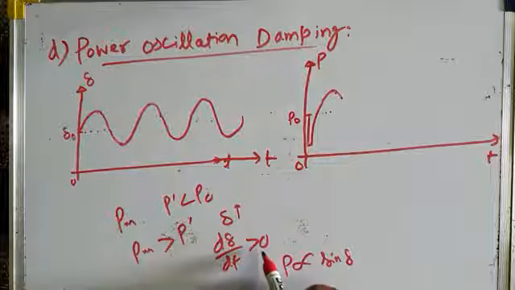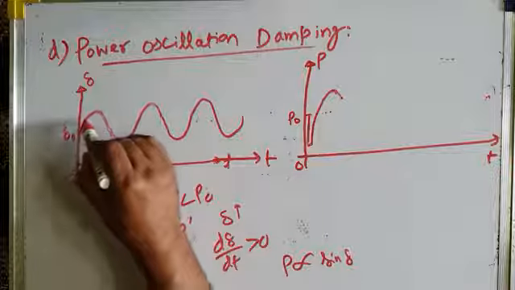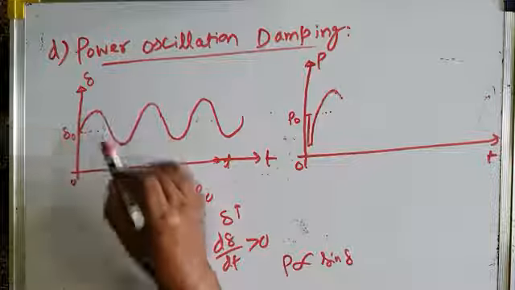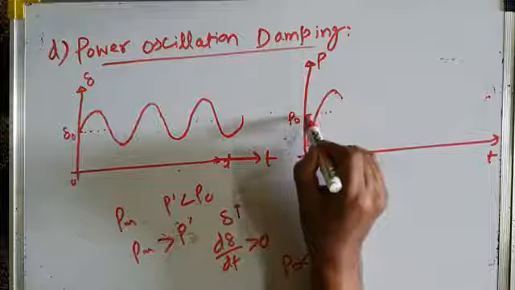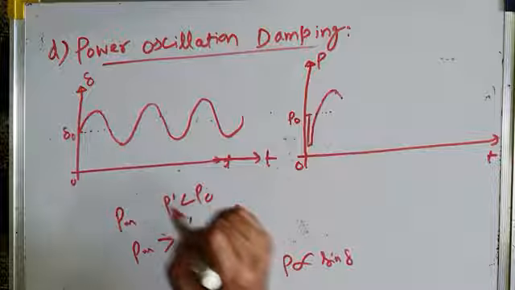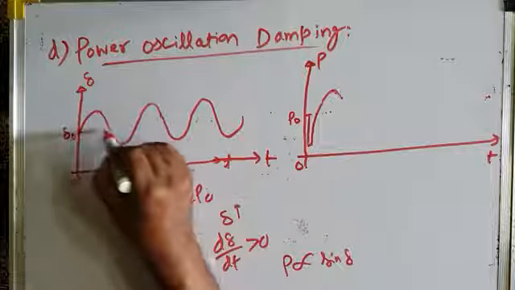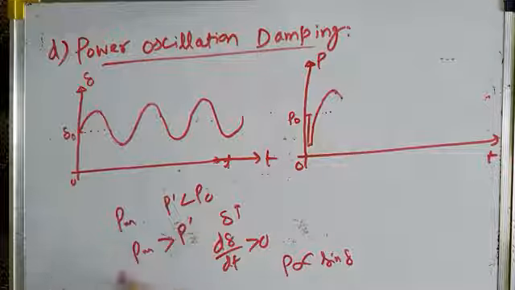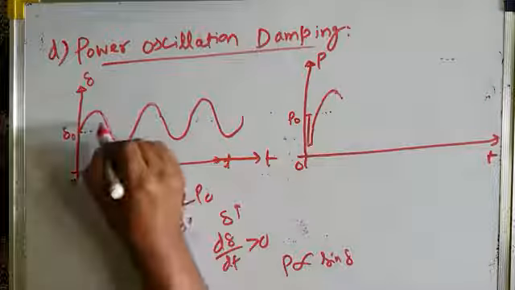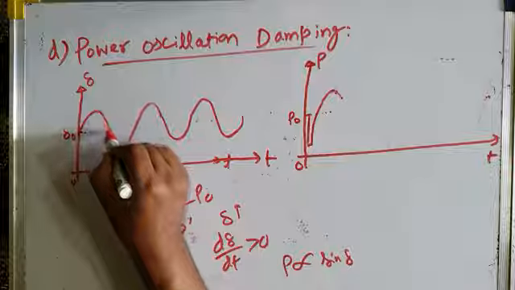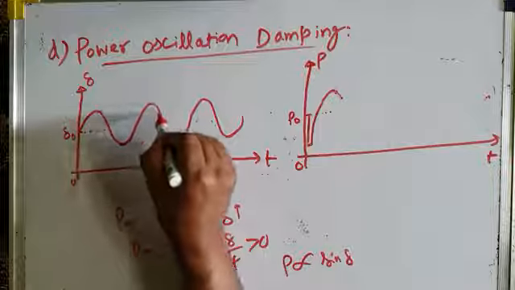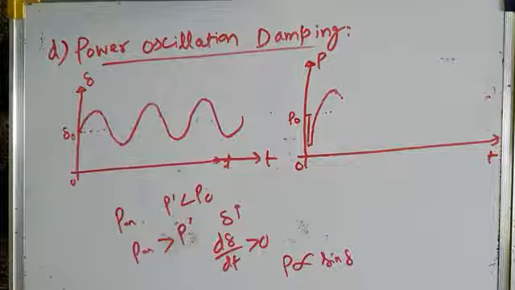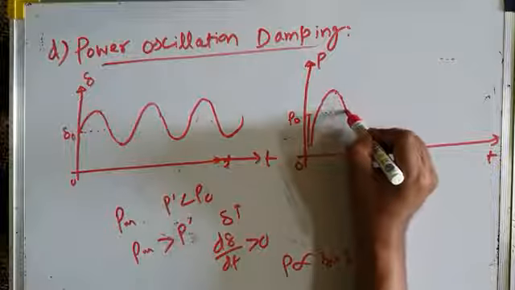d delta by dt was greater than 0, and acceleration resulted in increase in delta. And then when the system came back to its normal value, P naught was restored, then it should have come back to delta naught. But what happens? The system is subjected to oscillations. It oscillates, becomes less than delta naught, then again greater than, and there are sustained oscillations, and this results in power oscillations also, like this.